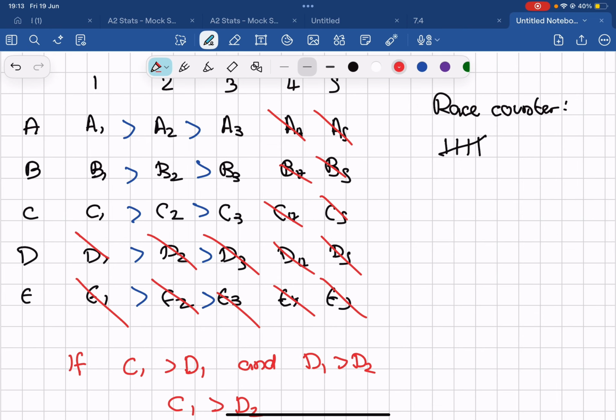Actually, I need to add that to the counter before I forget. So we're up to 6. So we can also remove C2 and C3. Now what's left? Wait a minute, can we compare any more?